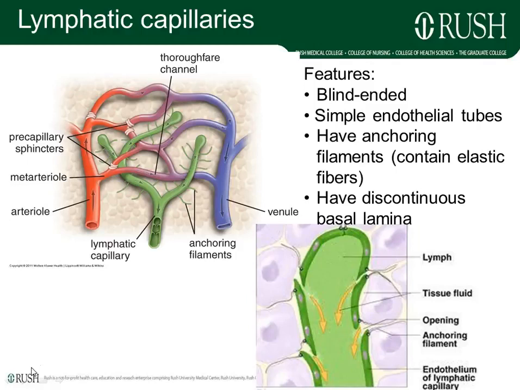Lymphatic capillaries feature blind ends. They are simple endothelial tubes, and they are kept in place by anchoring filaments, which have some elastic components to them, but really are for structural support to keep those otherwise unsupported walls open. They have a discontinuous basal lamina, and this feature, along with their very thin walls, allows tissue fluid to get into them, and proteins that are too large to traverse into the blood vasculature. Also, a lot of lipids can travel through this system very easily as well.